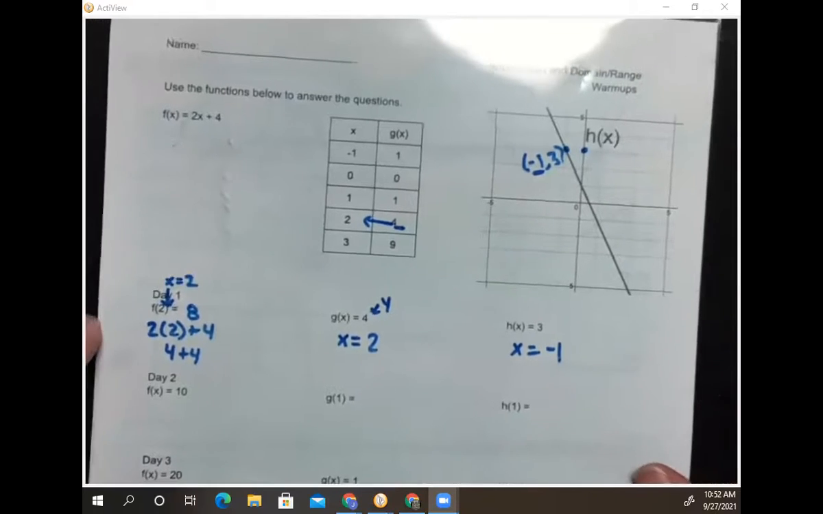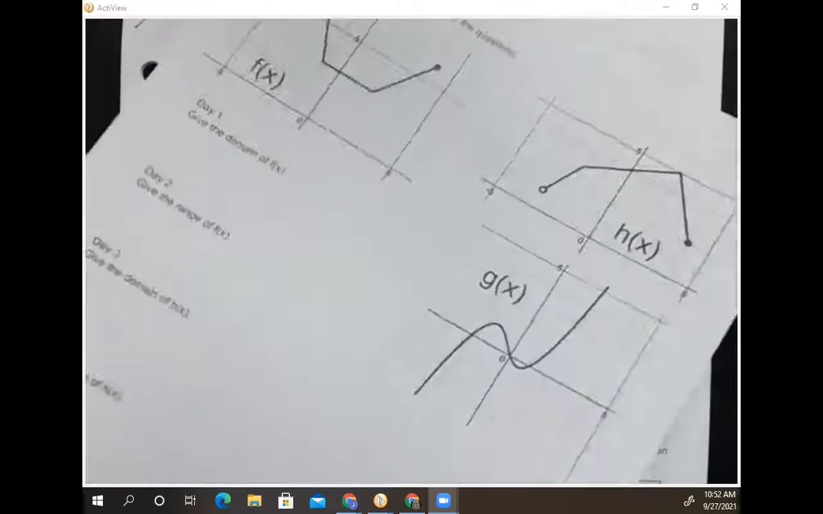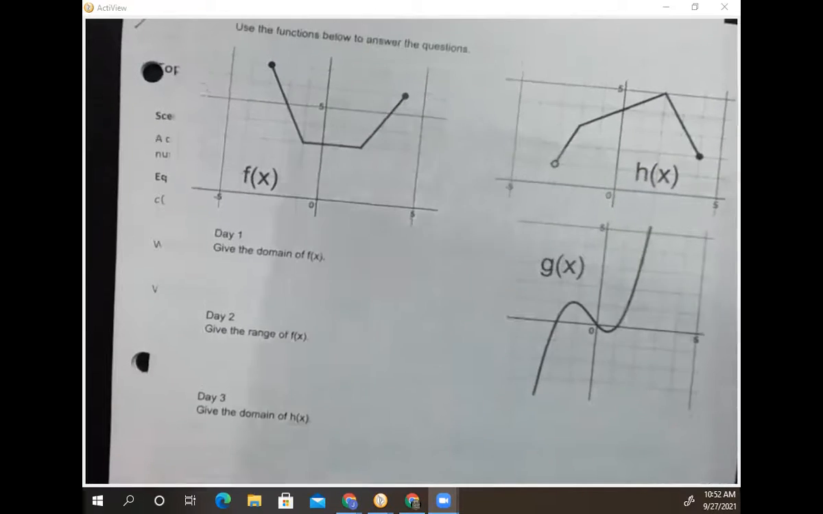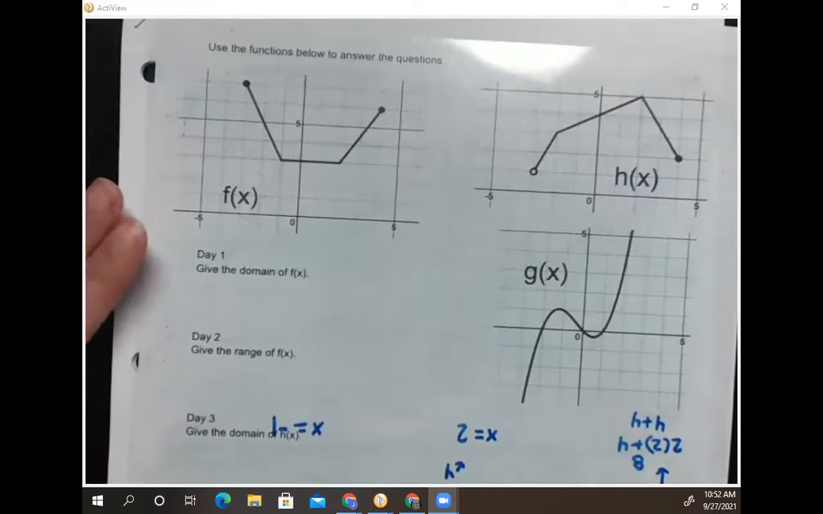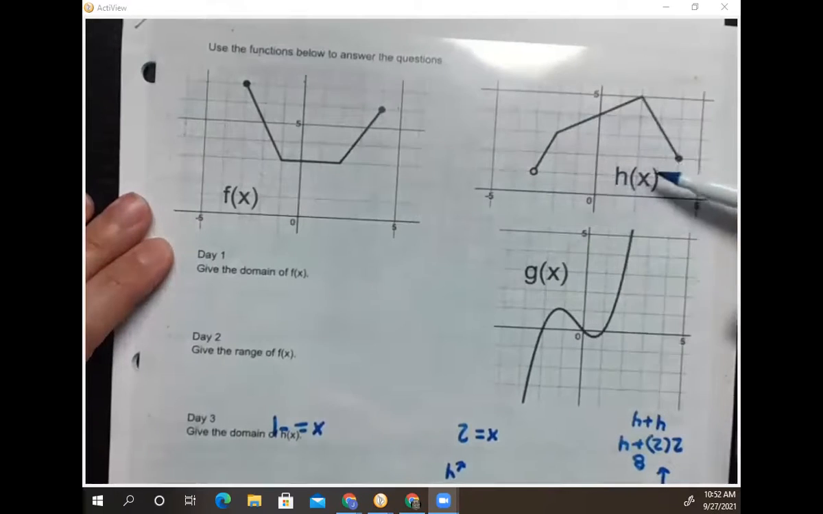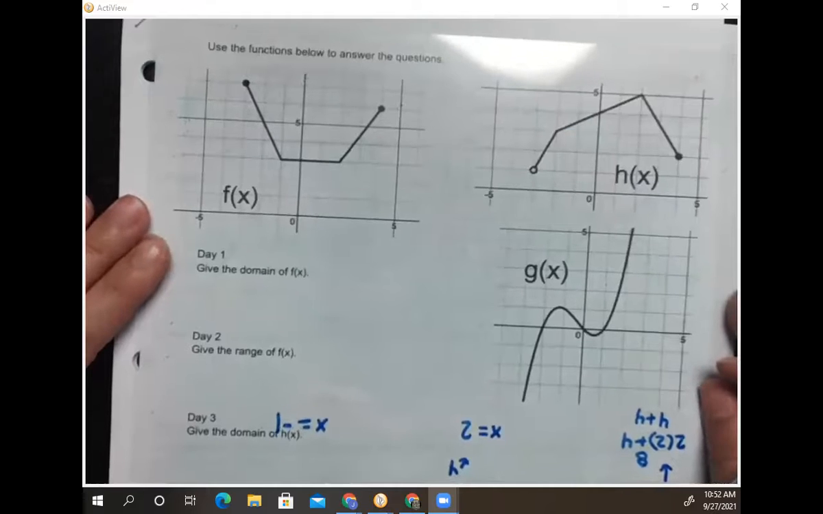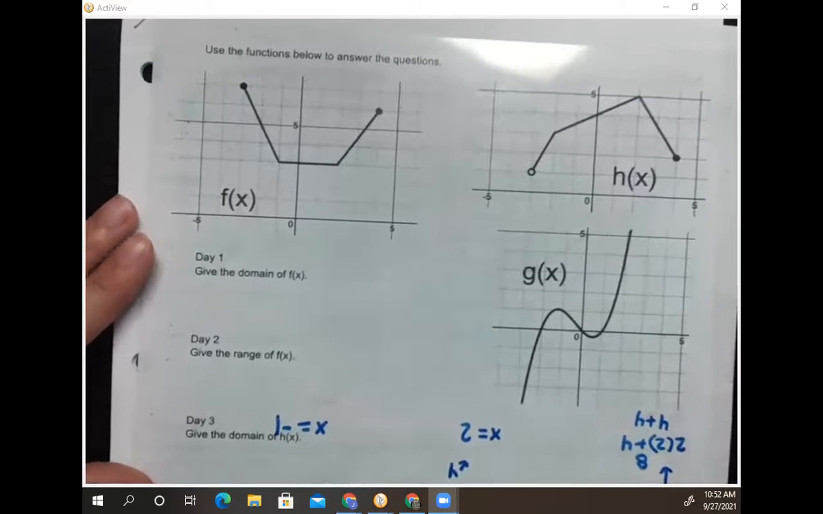The other thing that we're going to look at this week, if you flip to the other side of your paper, is domain and range. Again, nobody got a perfect on the domain and range problems, okay? So that tells me that we need some more work here. So we've got a couple different functions that we're going to look at. We've got f of x, h of x, and g of x. We've got some different graphs here. And we're going to talk about domain and range, again, as part of our warm-up every day this week.